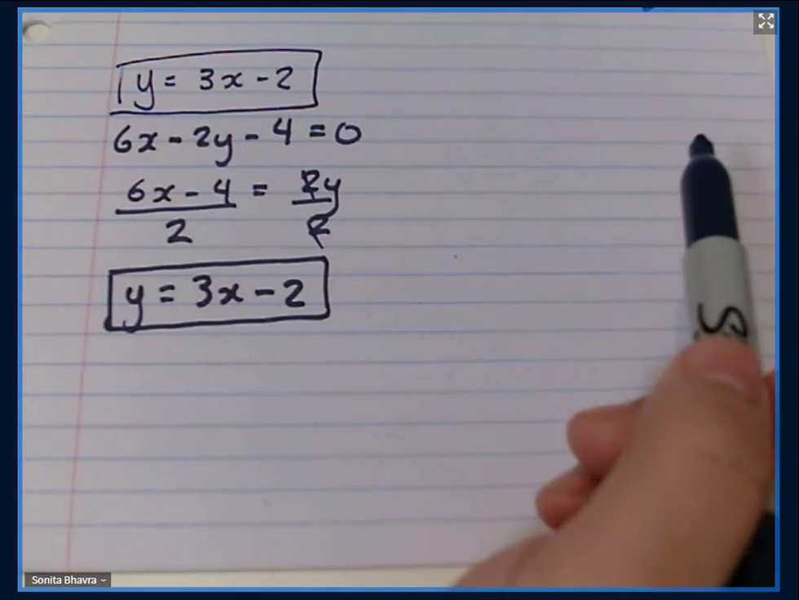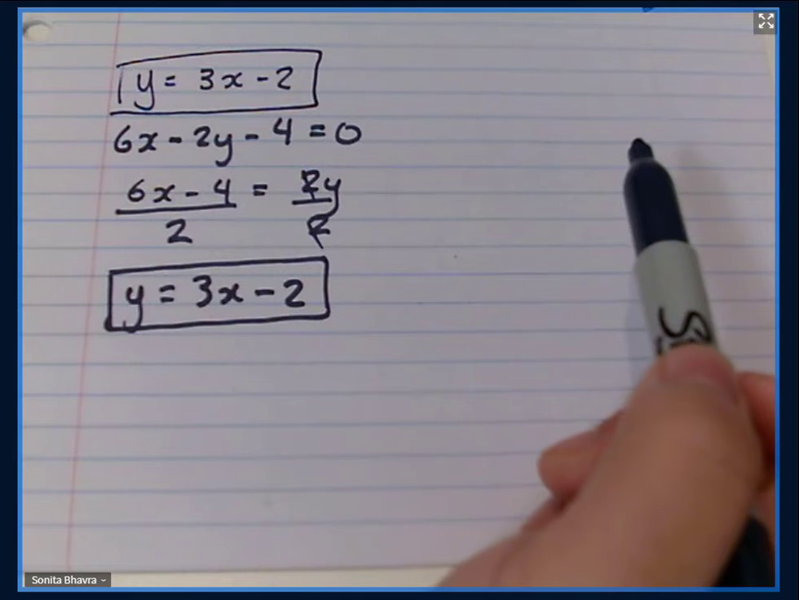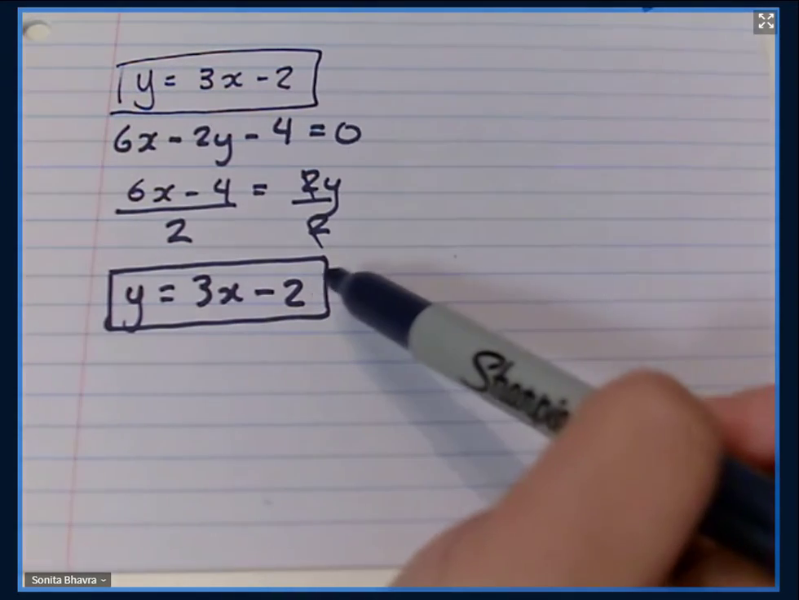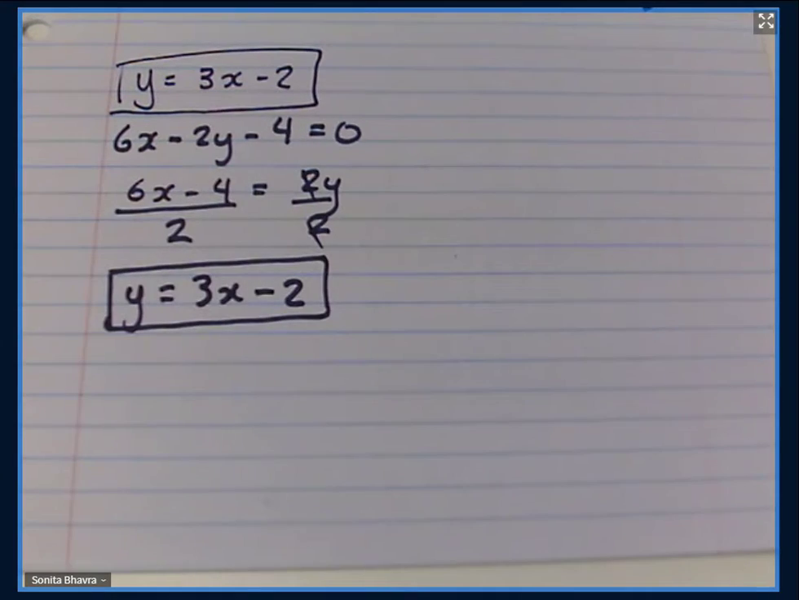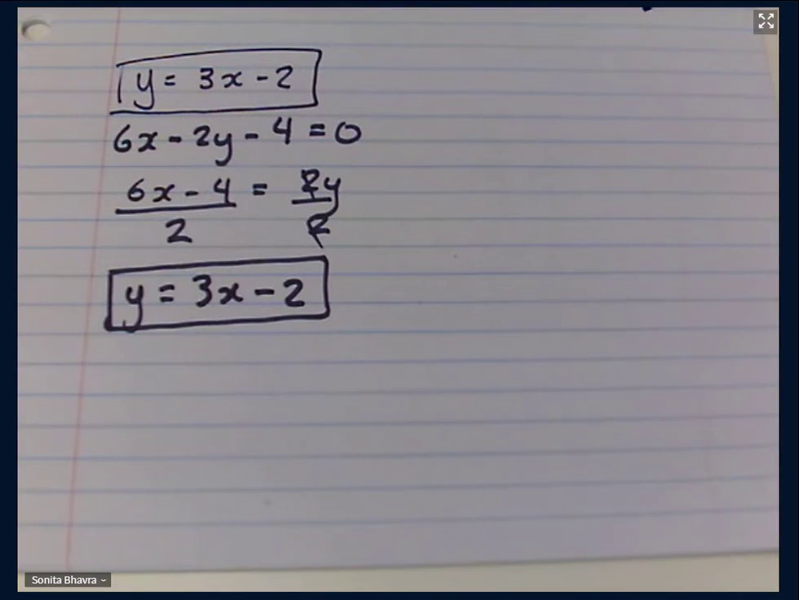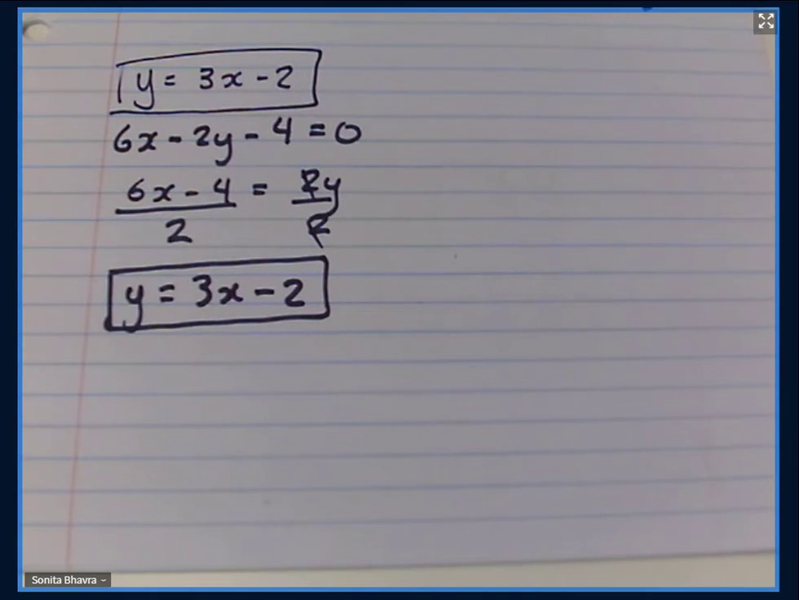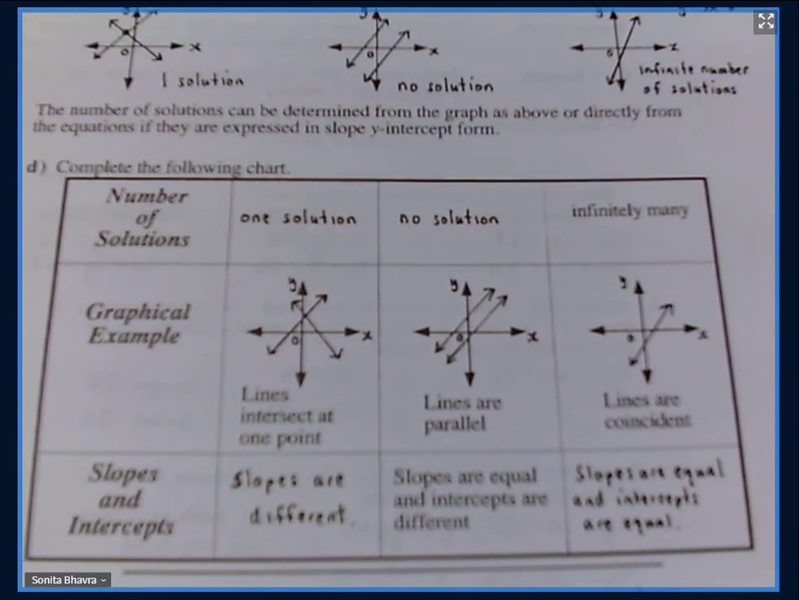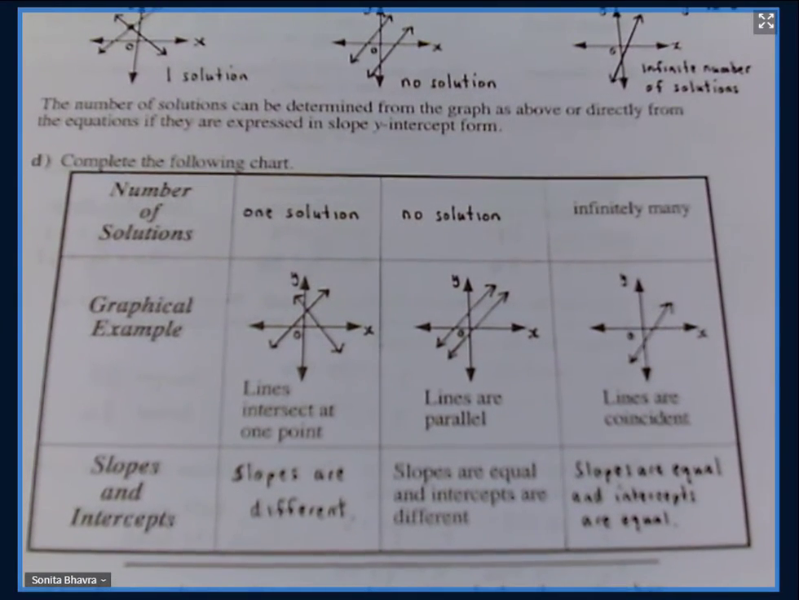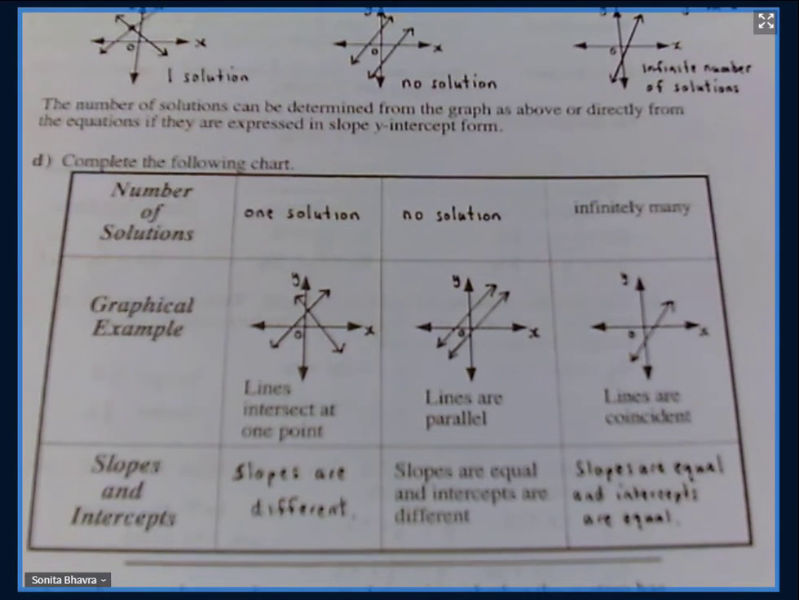All right, so when you have two lines that are the exact same, they are just lying on top of each other, and they will have an infinite number of solutions. All right, so just to recap, that is this chart. And again, this chart is given to you under the modules.